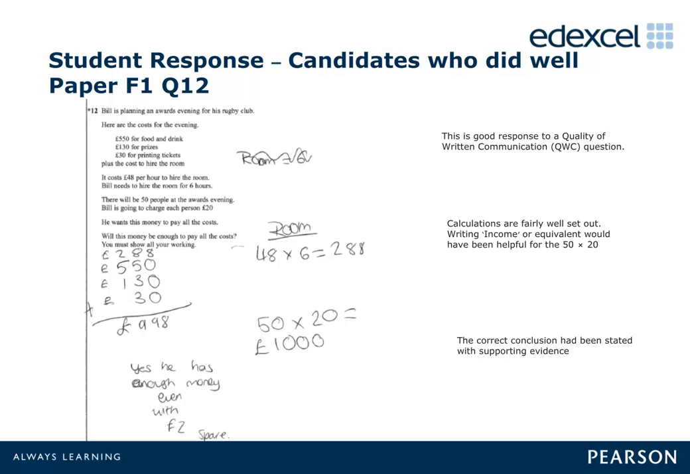This is a good response to a QWC, Quality of Written Communication question. The calculation is fairly well set out, and there is a correct written conclusion. The answer could have been improved with a, possibly single-word, description of what the £998 and the £1,000 actually were.